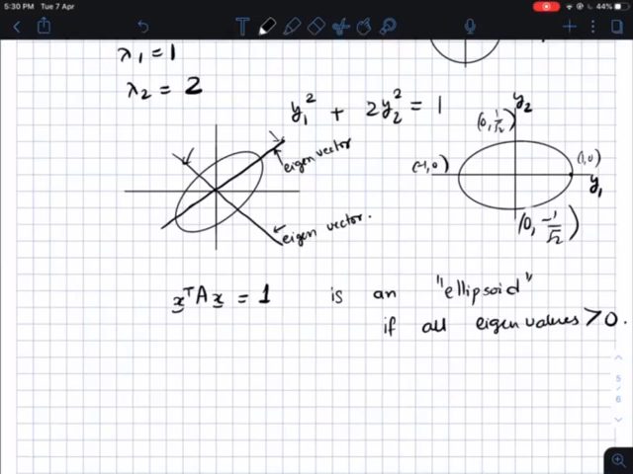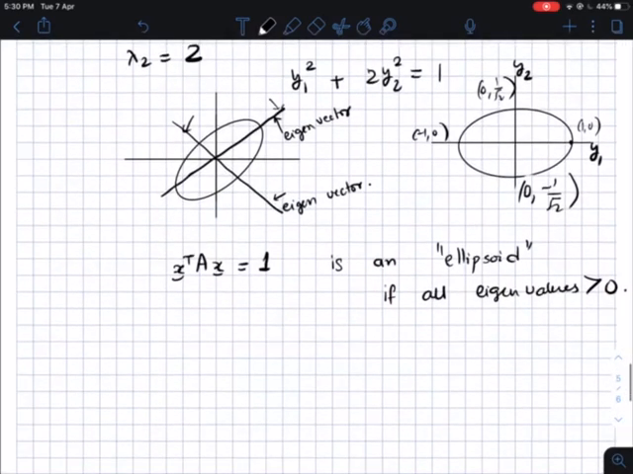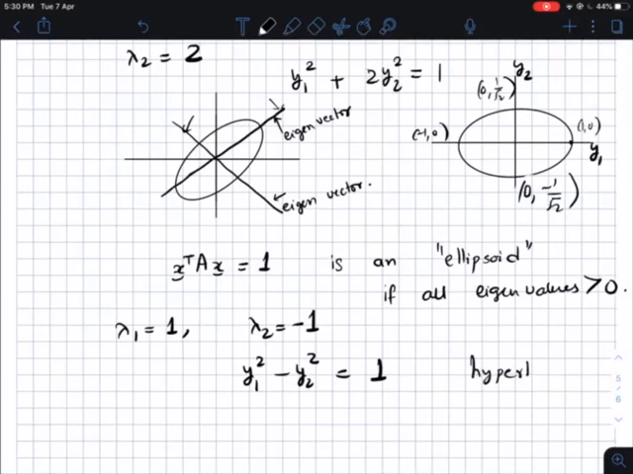Okay, sticking to the two-dimensional case, what if one of the eigenvalues is positive but the other is negative? Right. So what if you have something like lambda 1 equal to 1, but lambda 2 equal to minus 1? Then the equation that you get is essentially y1 square minus y2 square equal to 1, which is essentially a hyperbola. So in general, when some of the eigenvalues are positive and some are negative, in high dimensions you actually get hyperboloids. I leave it to you as an exercise to think about what happens when one of the eigenvalues is 0. So let us say lambda 1 is 1 but lambda 2 is 0, then what do you get?